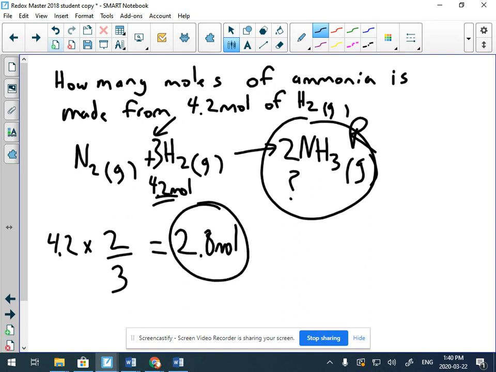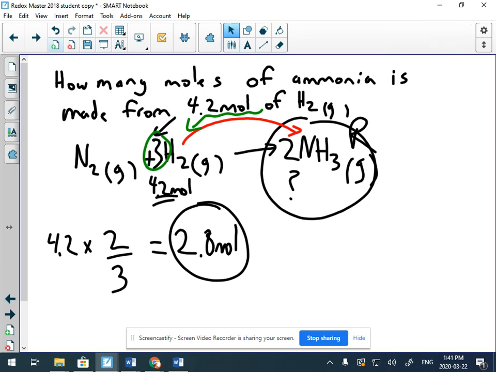And again, if we use my arrowed method, times by where you're going, 2, divide by where you've been, 3, 2 over 3. Okay, so that's moving one type of mole into another type of mole.